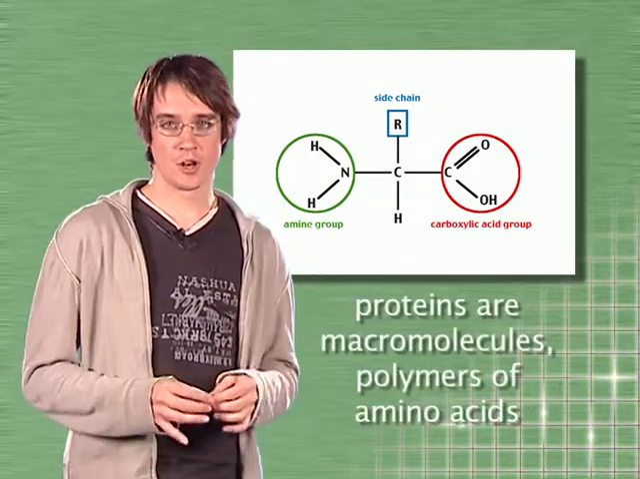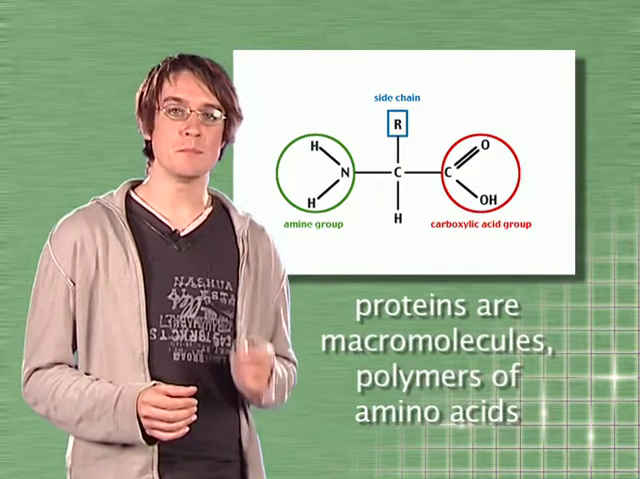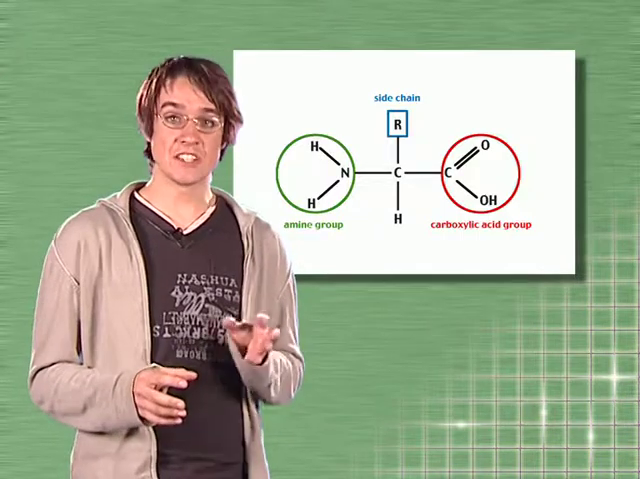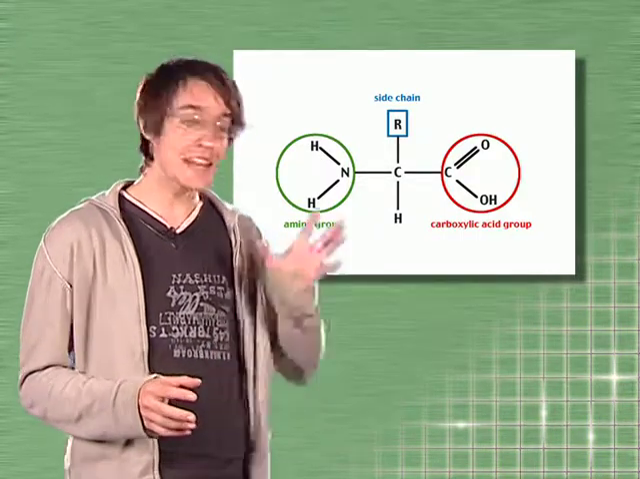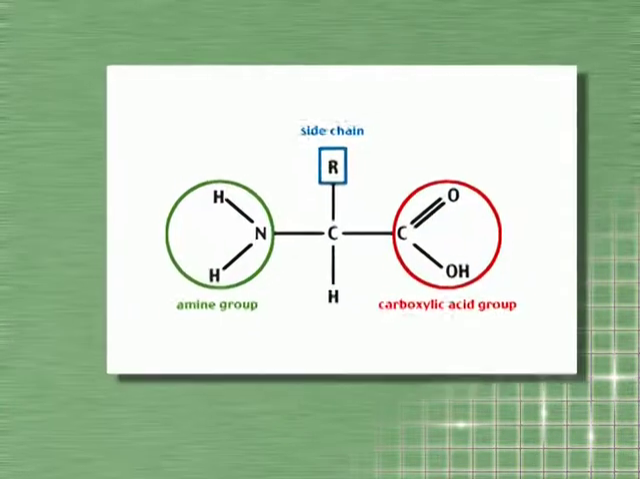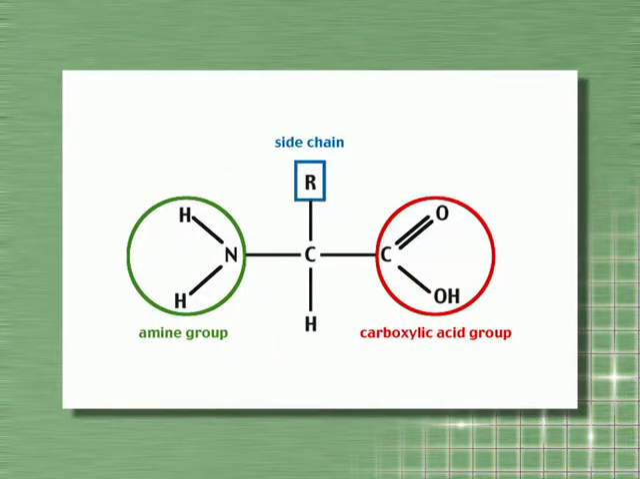Proteins are macromolecules. They are polymers of amino acids. Each amino acid has a backbone consisting of a carbon atom, an amine group, and a carboxylic acid group. There are 20 amino acids involved in protein synthesis, and therefore important to biology. Each has a different side chain or R group. The simplest amino acid is glycine, with an R group being just one atom of hydrogen.